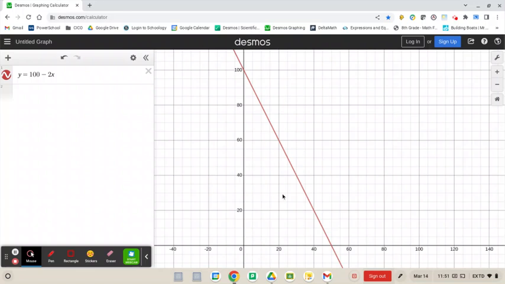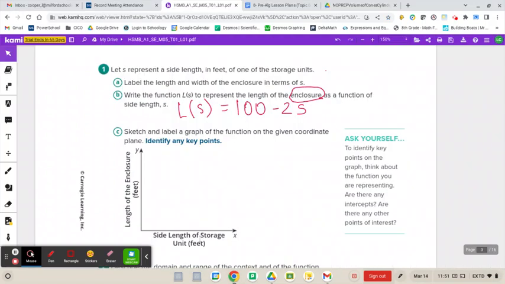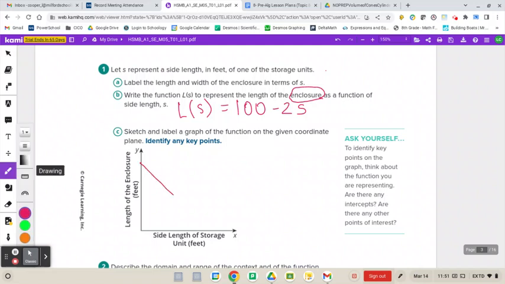So if you look, our line's going to go down, right? The x is the side length of the storage, and the y is the length of the enclosure.